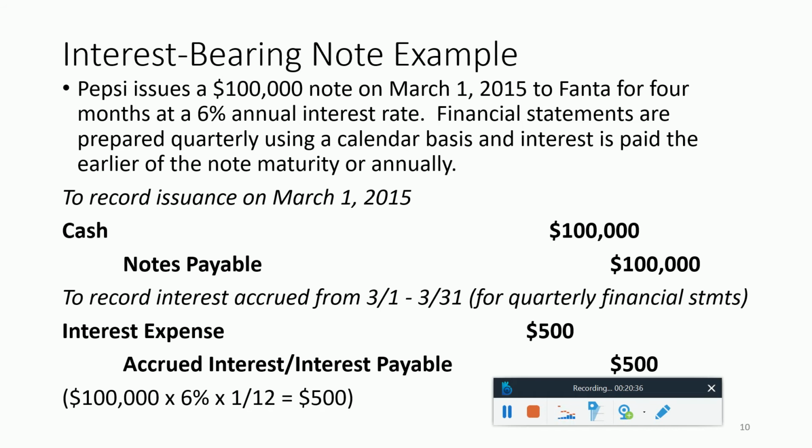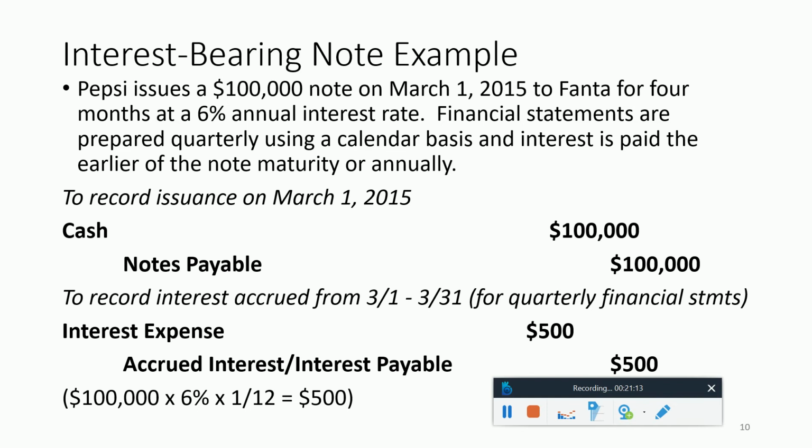So the first journal entry that we need to book, and we're going to book these journal entries as if we are the borrower, so we are Fanta. We are going to receive an influx of cash. The cash that we are going to be receiving is the face value of the note, which is $100,000. So we are going to debit cash for $100,000, and we are going to credit notes payable for $100,000. Now in this situation, since this note is only for 4 months, this note payable would be classified as a current liability.